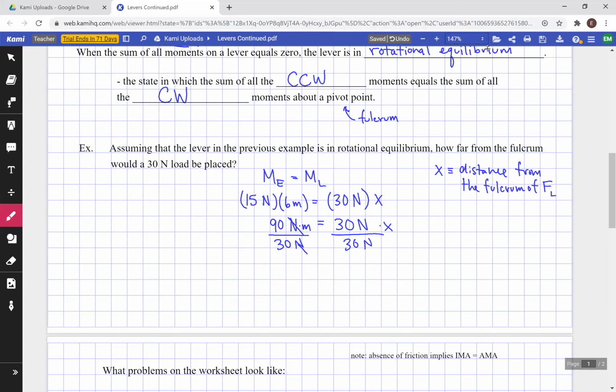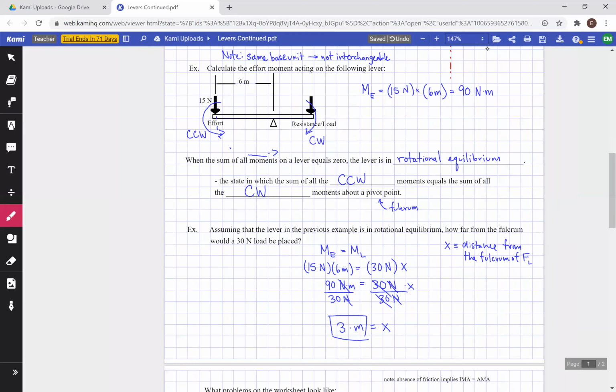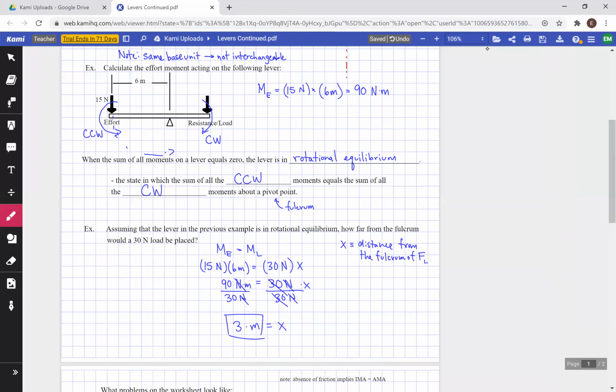The newtons will cancel. The 30s will cancel on the right side. And then on the left, we'll get 90 divided by 30, which is just 3. And we'll have meters left. So x is equal to 3 meters. That's how far away you should place the load in order for the system to stay in static or rotational equilibrium. Okay.